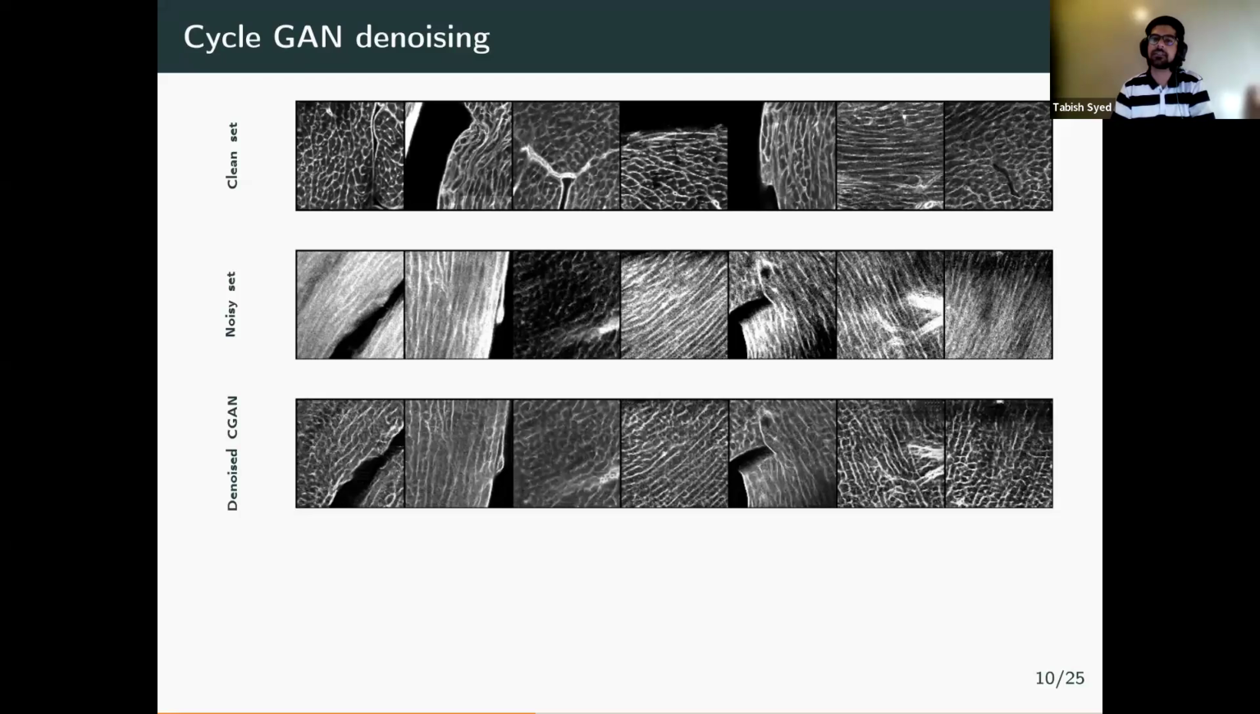Noisy set is like, we want to change noisy set into clean images. And here are some examples. So it works pretty well.